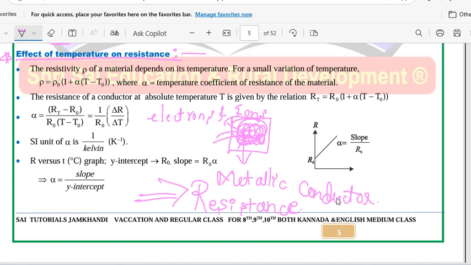So the resistance of the metallic conductor increases or decreases with the increase or decrease of the temperature respectively. The effect of temperature on resistance depends on the increase or decrease in the temperature. When you increase the temperature, the resistance also increases, and when you decrease the temperature, the resistance also decreases. So let's consider, let me derive here.